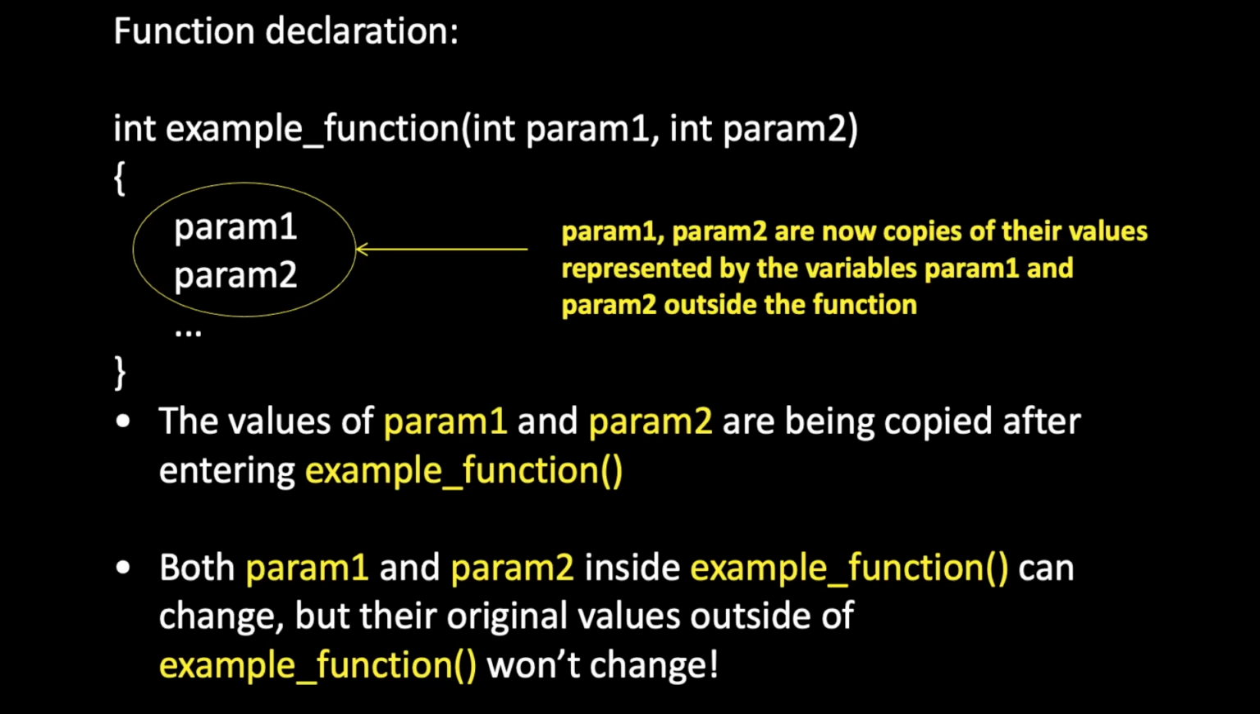And these variables, parameter 1 and parameter 2, are then initialized with the values of their arguments. This illustrates what pass by value means as far as the function parameters are concerned in C and C++.